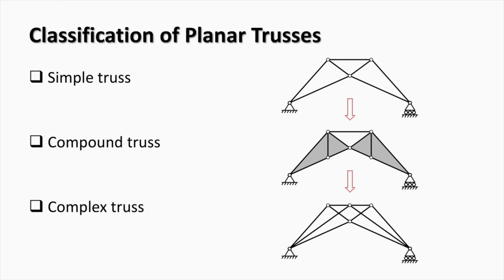Let's consider an example of the transformation of a simple truss into a compound or complex truss. Here you can see a simple truss consisting of 3 triangular truss cells. The addition of 2 bars and 2 joints transforms this truss into a compound one, where the 2 simple trusses are connected with a bar and a common joint. On the other hand, the addition of 2 bars and a joint can transform the simple truss into a complex one, which does not contain any triangular truss cells.